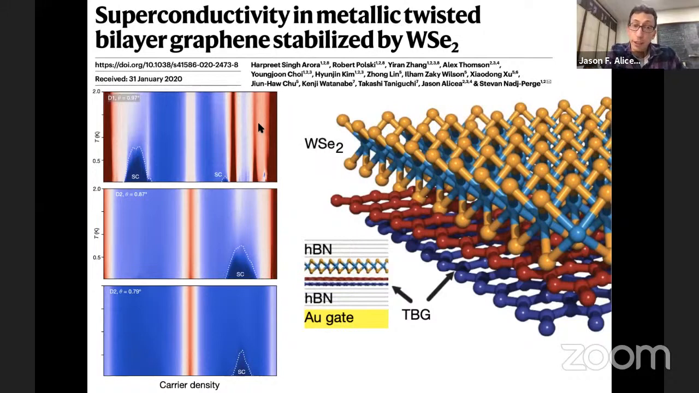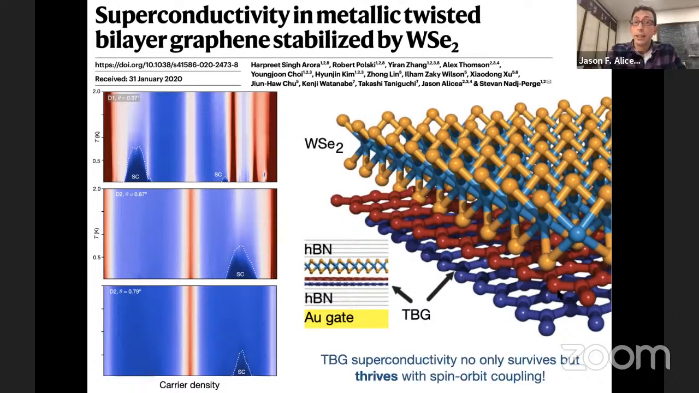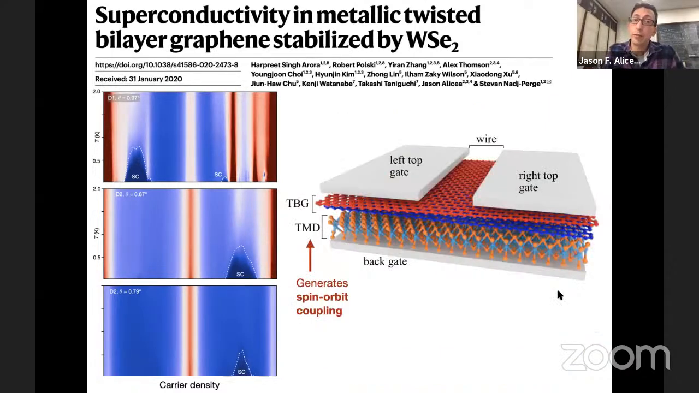And as far as superconductivity is concerned, superconductivity not only survives, but thrives in the presence of spin-orbit interaction, again persisting down to significantly lower twist angles compared to what previous measurements have obtained. All right, so this is really neat. The upshot for the main purpose of my talk is that we now have a way of generating spin-orbit coupling in twisted bilayer graphene via proximity effect with a transition metal dichalcogenide like tungsten diselenide.